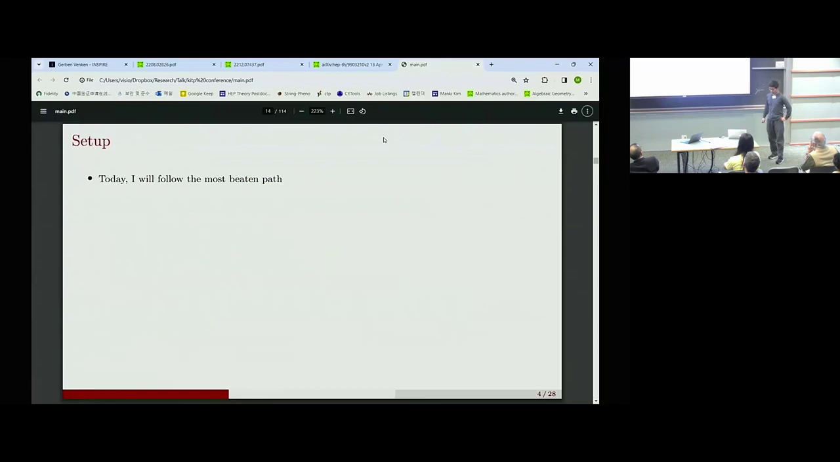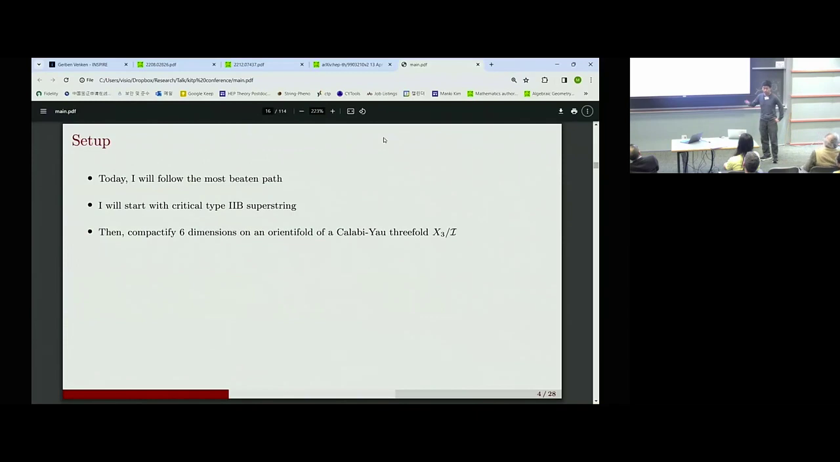Okay, so to really talk about concrete problems, I need to first set up the stage. So I'll follow the most beaten path. But by that, what I mean is that I'm going to choose type IIB string theory, and then I'll compactify 6 directions on a Calabi-Yau n-fold. It doesn't mean that this is the best way forward, but it is something that I know and love, so I'm going to just do it.